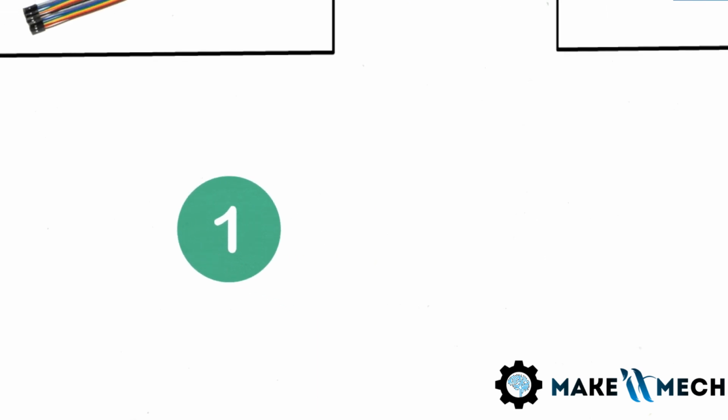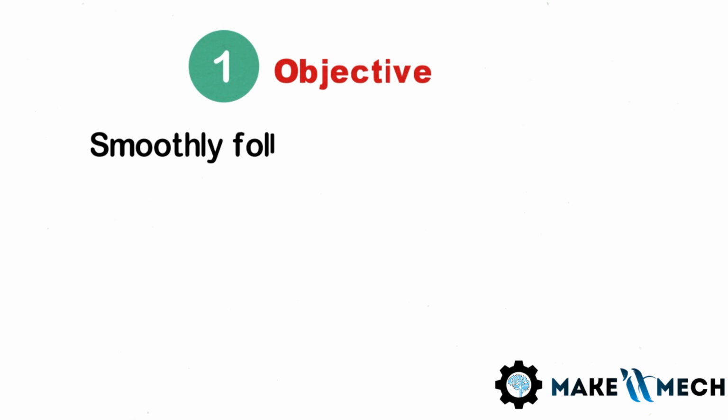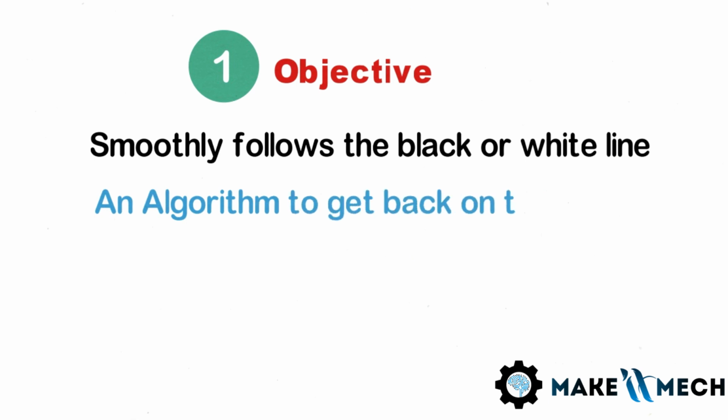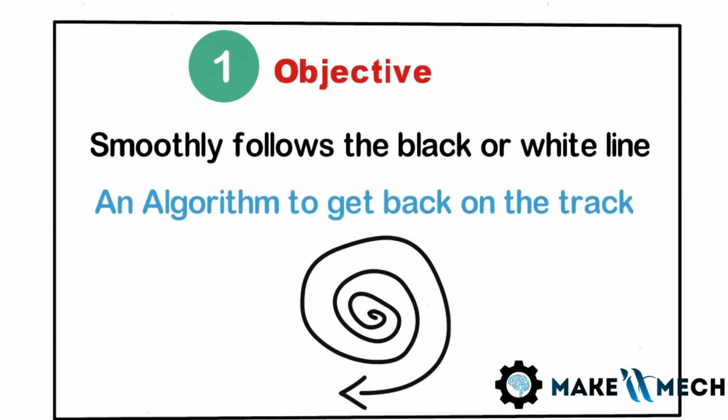Let's start with the first step, the objective of the robot. So our basic objective for this project is to smoothly follow a black or a white line. Getting back on the track is the main part. So we have to design an algorithm according to this.